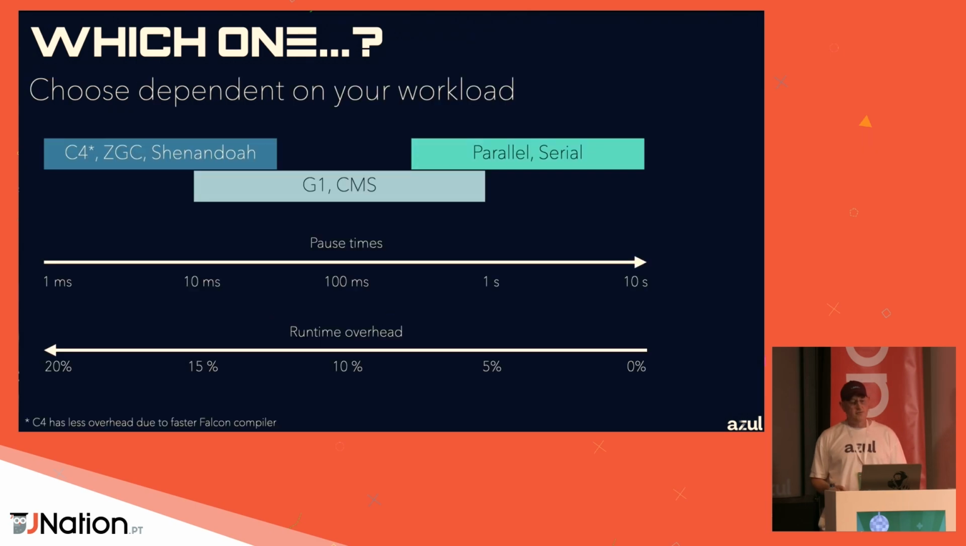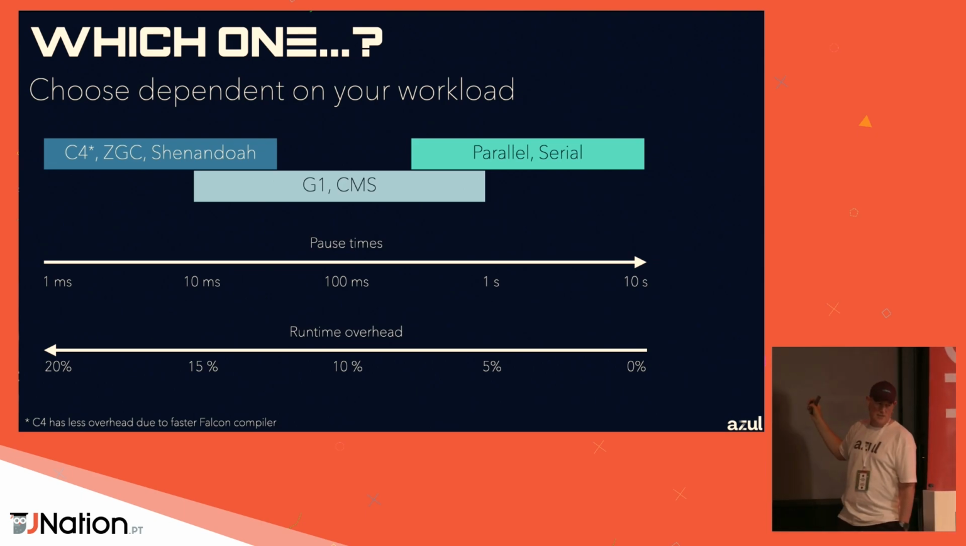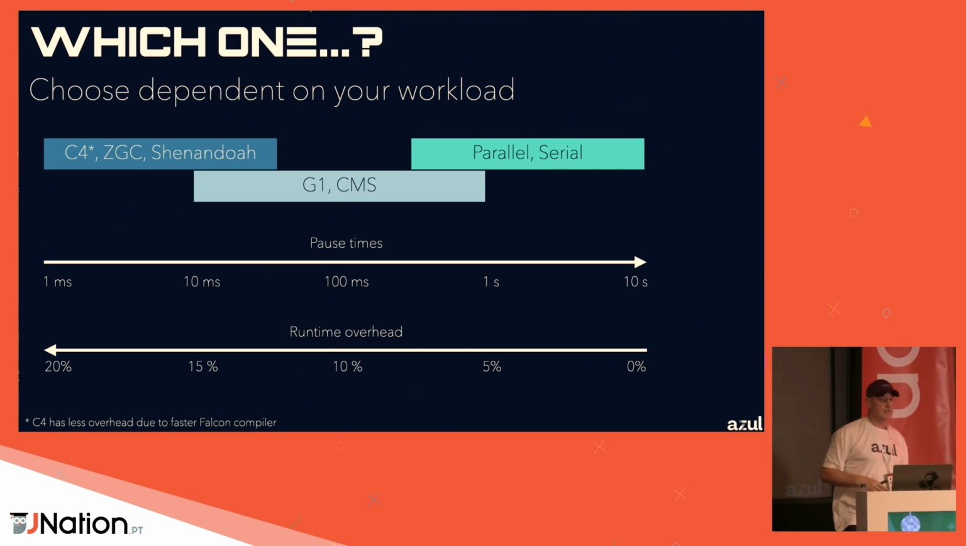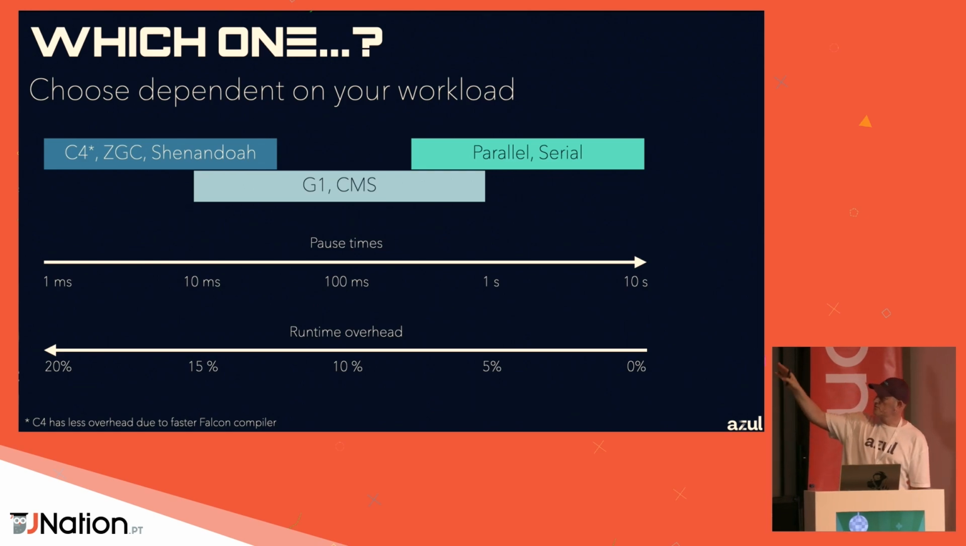To make it easier for you, there's a little chart that can help you figure this out. We have the pause times increasing to the right, and the runtime overhead increasing to the left, and then you can choose which might be a good collector for your application. But that means you need to know your application. That's the first thing you need to do: monitor your application, know the memory consumption, how much performance you need, and all these things. And then you can choose the right garbage collector.